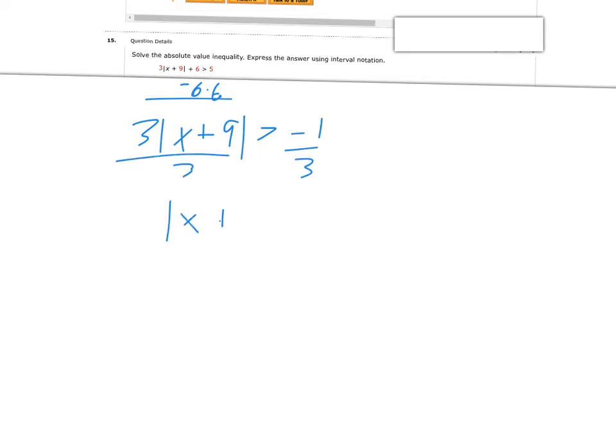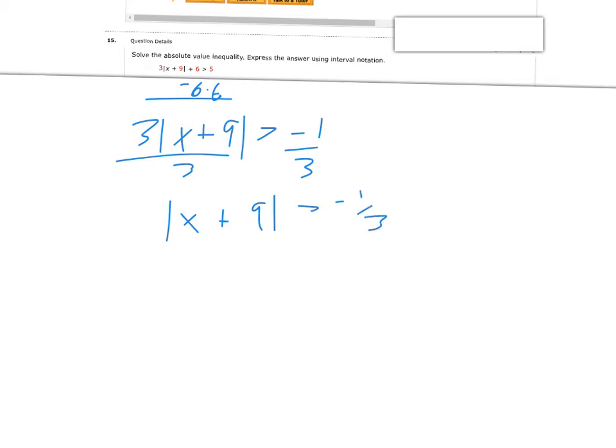All right, next up, number 15. So for this one, we want to solve this one, so we're just going to isolate the absolute value here. So I'm going to subtract 6. So 3 times the absolute value of x plus 9 is greater than -1. And then I'll divide by 3. So absolute value of x plus 9 is greater than -1/3.